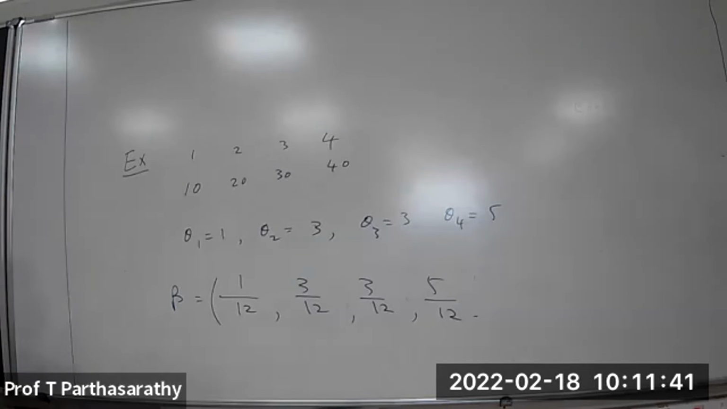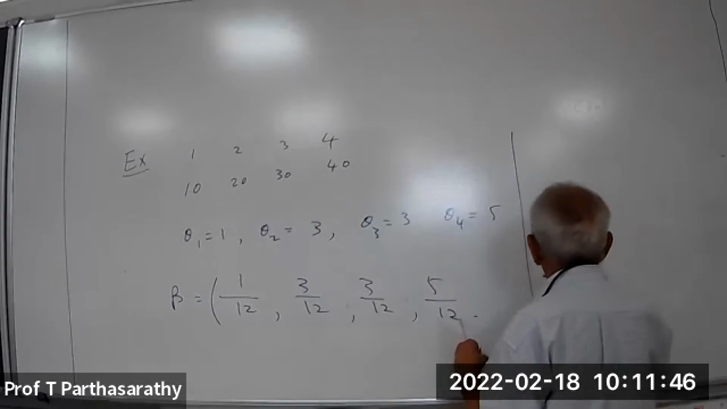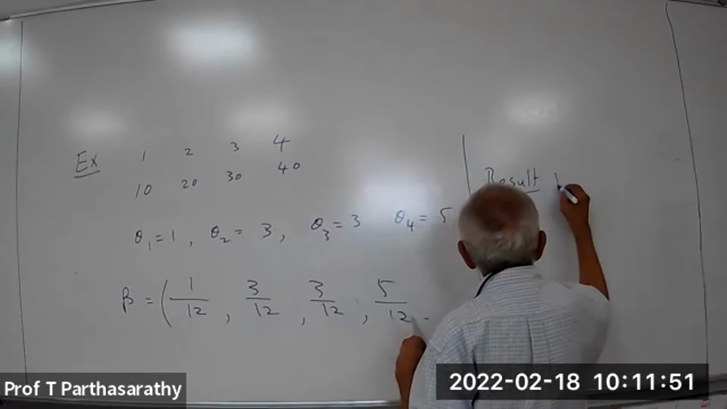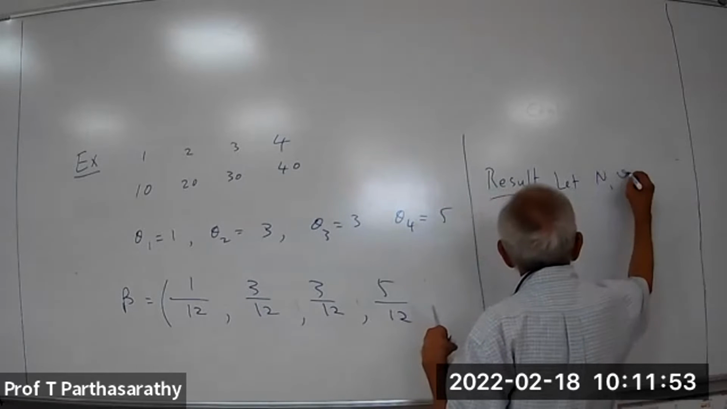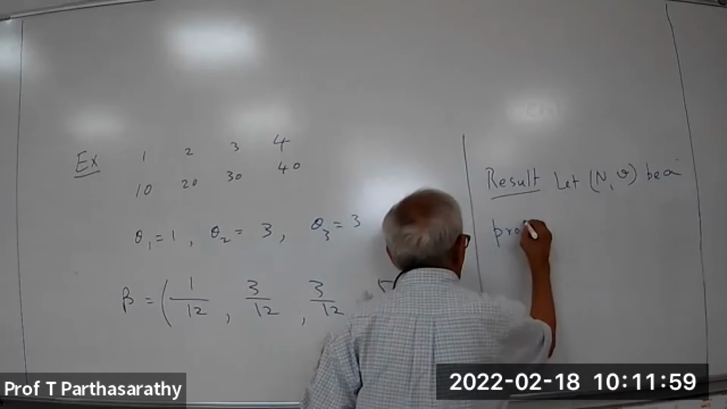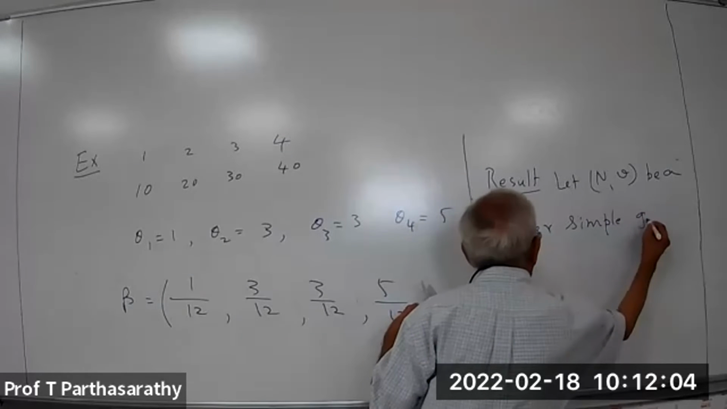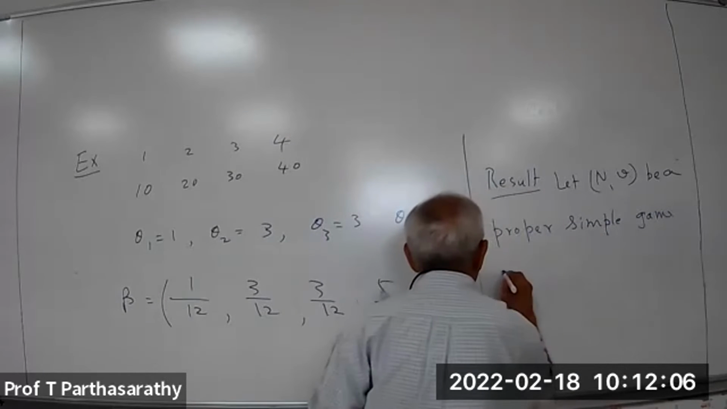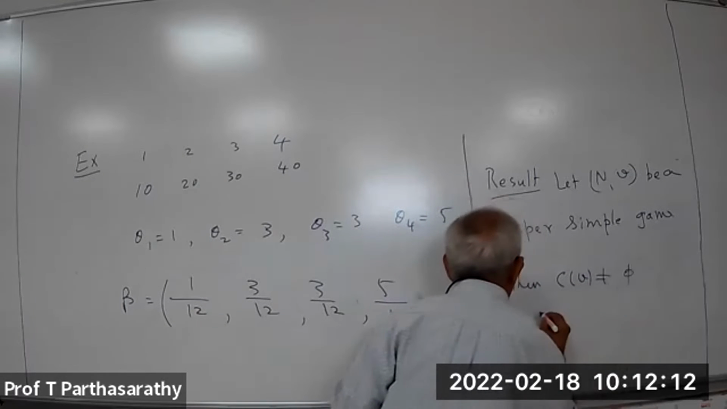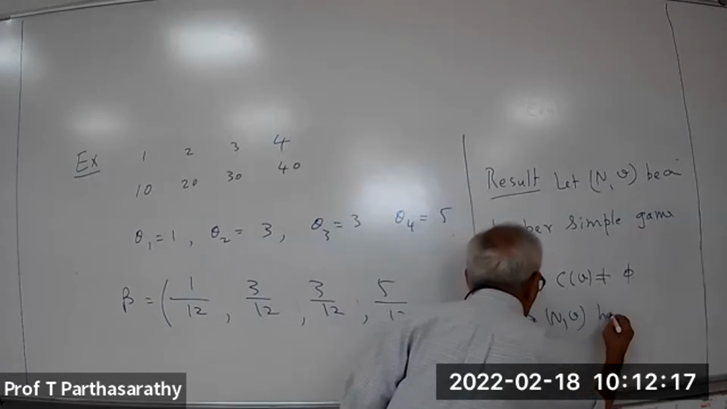Another thing which I forgot to mention yesterday is the following. I defined the notion of the core. I'll state it as a result. You can prove it yourself. Result: let N, V be a proper simple game. Then the core of the game is non-empty if and only if N, V has a veto player.